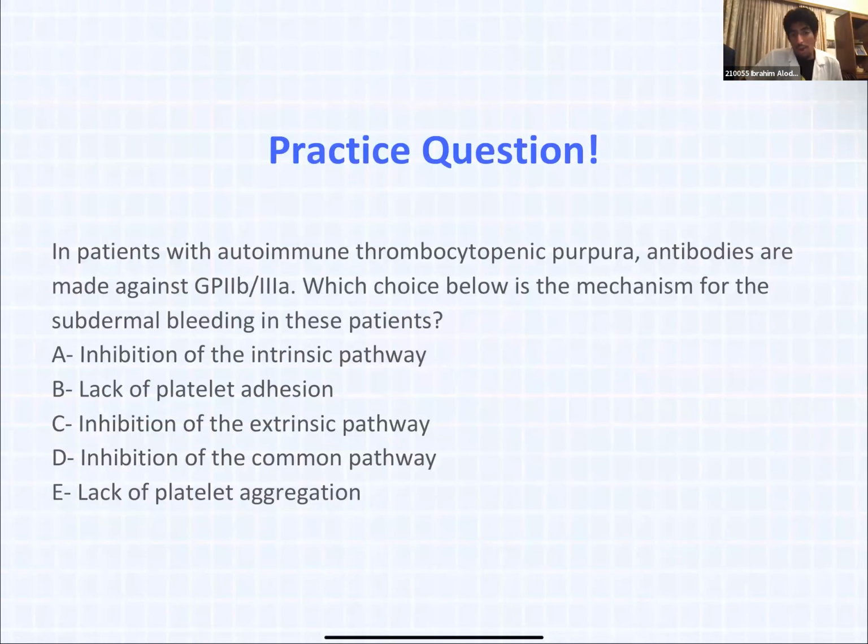In patients with autoimmune thrombocytopenic purpura, antibodies are made against GP2B3A. Which choice below is the mechanism for the subdermal bleeding in these patients? Think about it. This is a little bit of a tricky one.